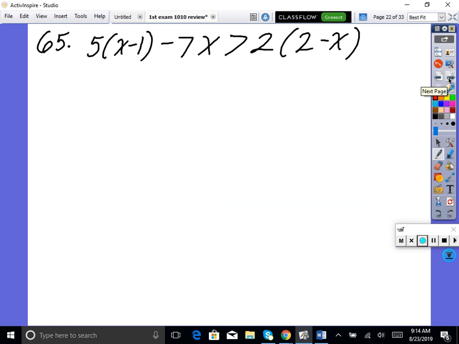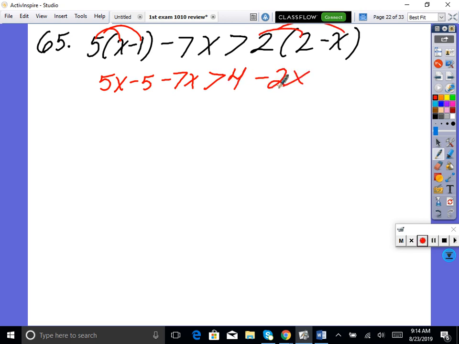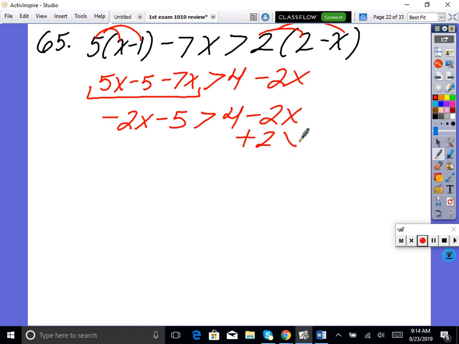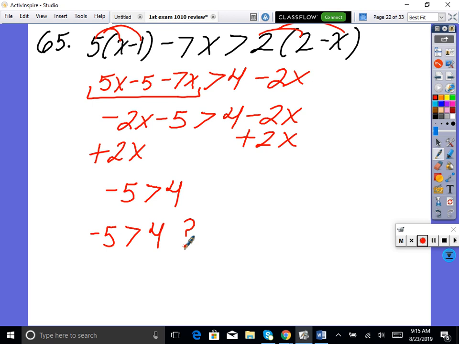All right. Okay, same idea here. 5x minus 5 minus 7x is greater than, distribute, 4 minus 2x. So combining like terms here, we have a negative 2x minus 5 is greater than 4 minus 2x. Oh, add 2x, add 2x. So we have negative 5 is greater than 4. Now with this one, remember, if your variable cancels out, a couple things can happen. You can have all real numbers or no solution. So if we look at this, is this a true statement? Is negative 5 greater than 4? No, 4 is greater than negative 5. So since this is a not true statement, we're going to say no solution.